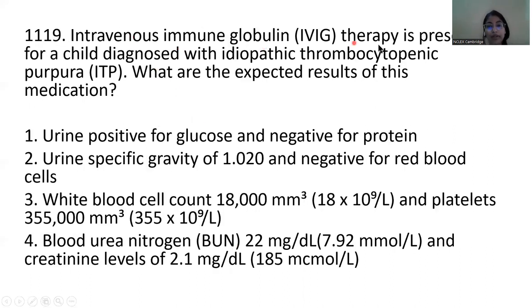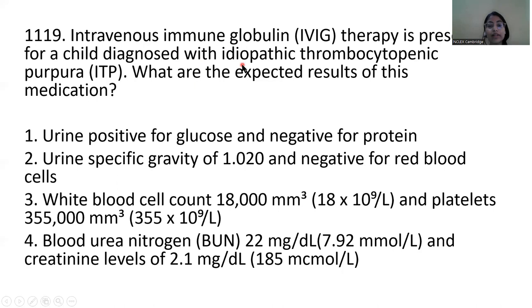Intravenous immune globulin therapy is prescribed for a child diagnosed with idiopathic thrombocytopenic purpura. What are the expected results of this medication? So the patient is given IV immunoglobulin, which means that we are inserting immunoglobulin directly inside the body. We are giving direct antibodies to the body. So what are the expected results of this medication?